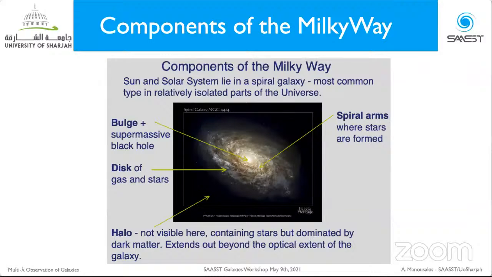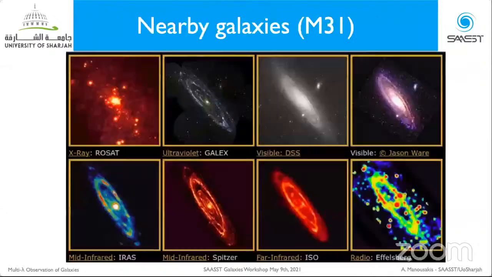So in order to form a galaxy, you need gas and stars. Not that complicated. Like making a sandwich, what do you need? Bread, whatever. You need three things: a supermassive black hole, a disk that has the gas and the stars, and spiral arms in order to have the formation of these stars. And this is what we see.